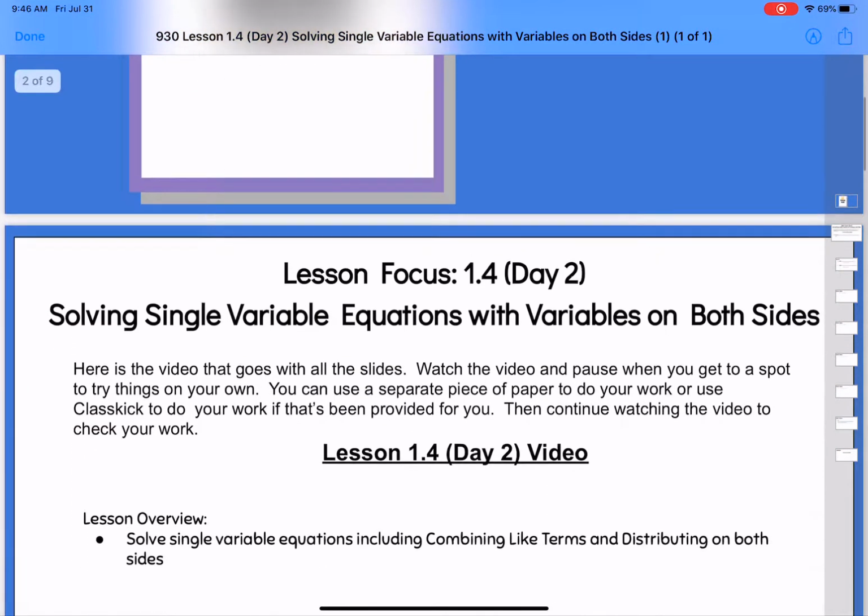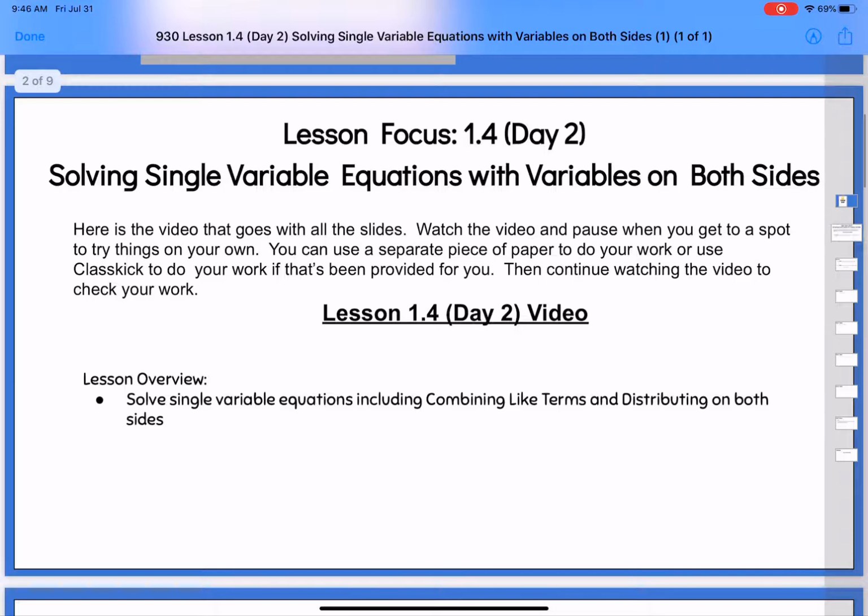So we are going to do some more with our solving single variable equations here, just like we've been doing for the last few days. We're still going to talk about variables on both sides, but we're really going to kick it up a notch here today again. But hopefully it's still stuff that you're comfortable with, things that you've seen before.